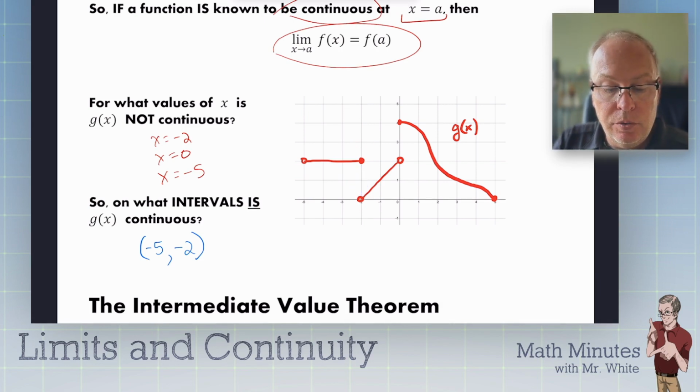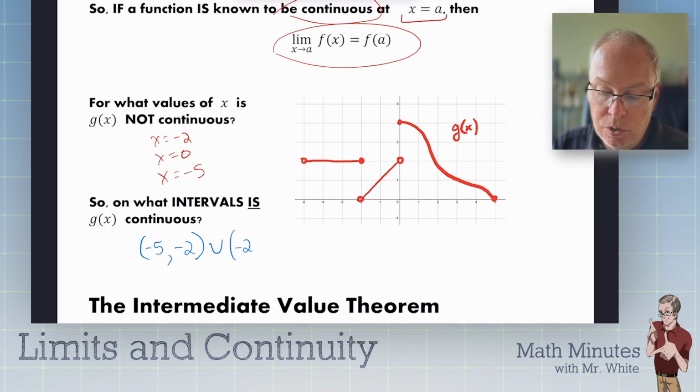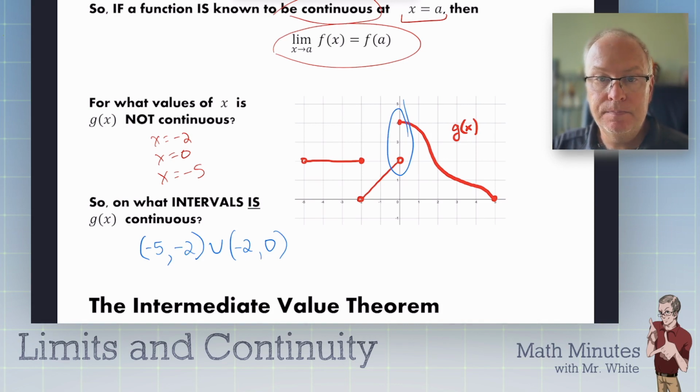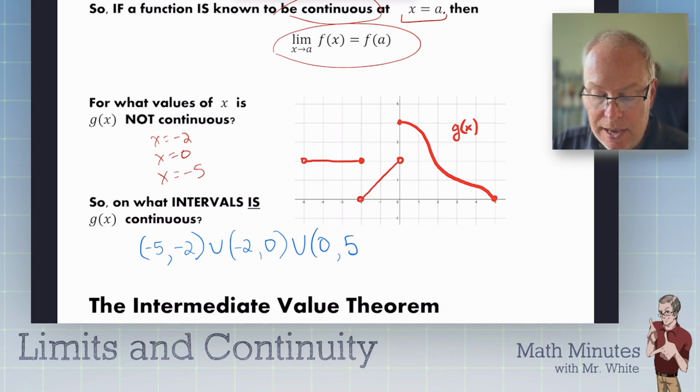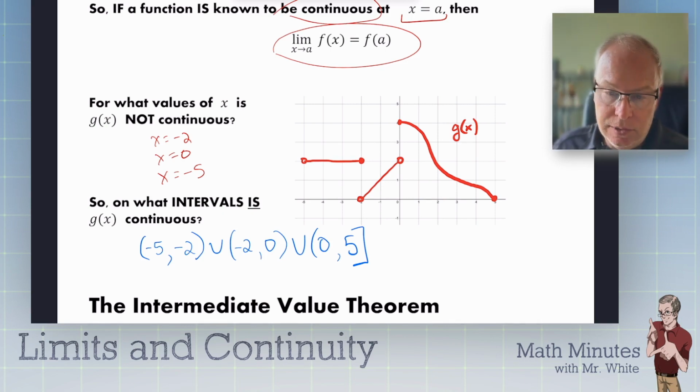All right, we're going to union that with another region going from -2 all the way to 0, and then we have to skip that region again. And then we have a region from 0 all the way up to 5. And I think we can even put a bracket there and say let's consider it continuous at 5. Some could argue those endpoints might go a different direction, but let's go ahead and do that. So those are all the intervals where it is continuous.